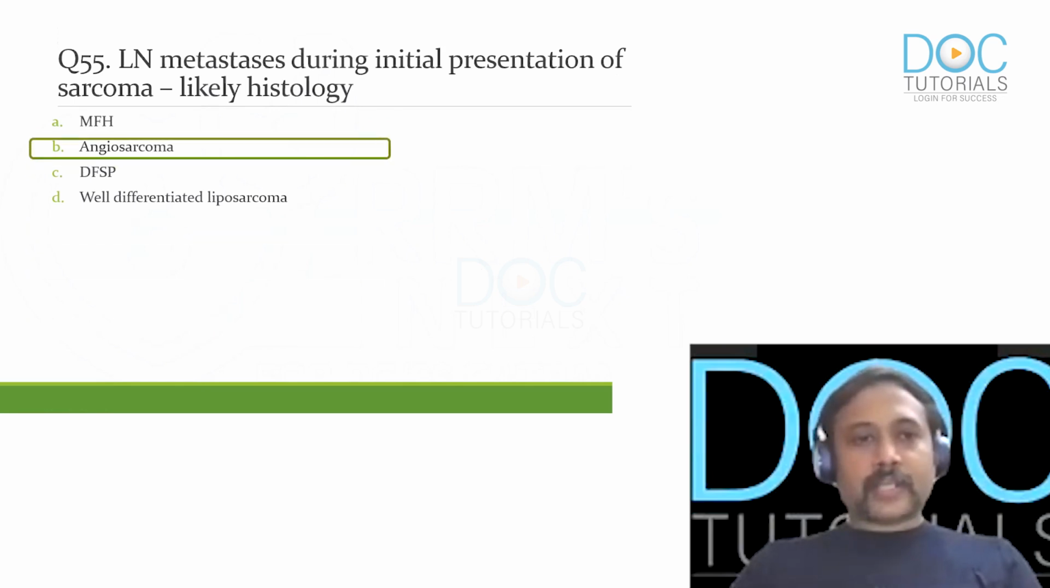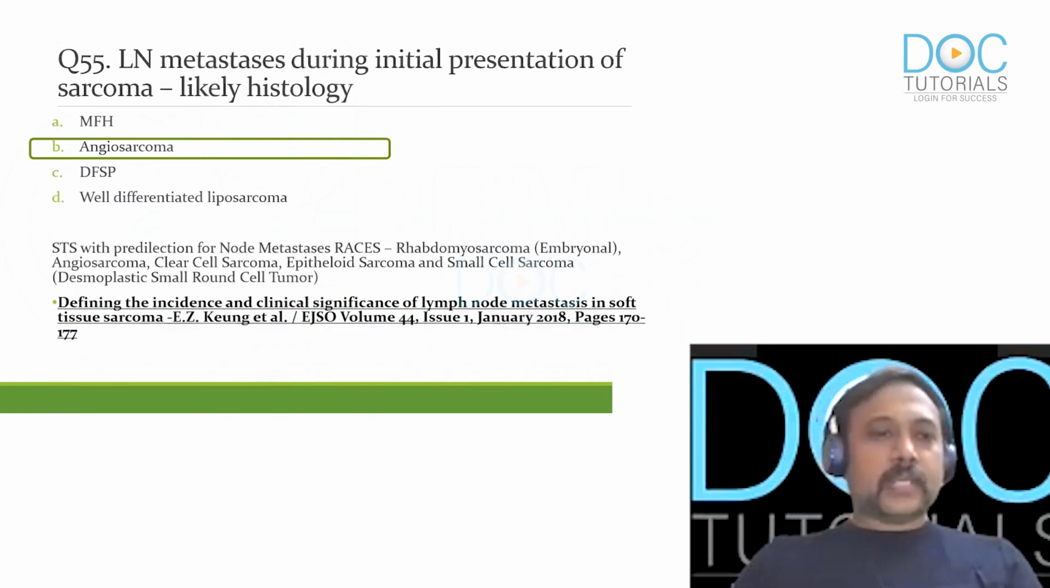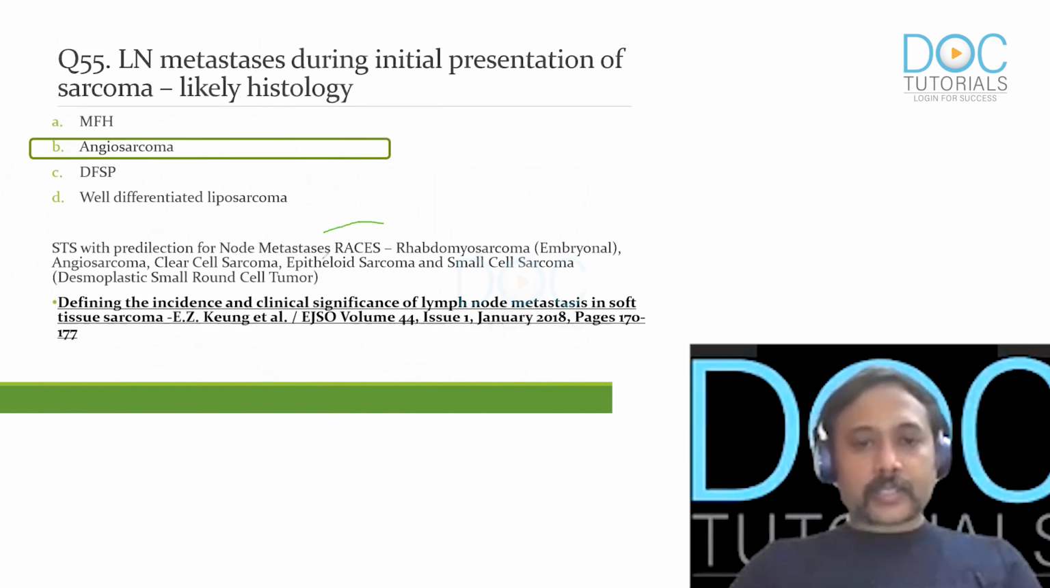So there are 5 soft tissue sarcomas that commonly present with nodal metastasis. It is known as RACES. So what do you mean by RACES? This is rhabdomyosarcoma, especially the embryonal variant. Then you have angiosarcoma, clear cell sarcoma, epithelioid sarcoma, and small cell sarcoma. What is actually small cell sarcoma? It is the desmoplastic small round cell tumor.